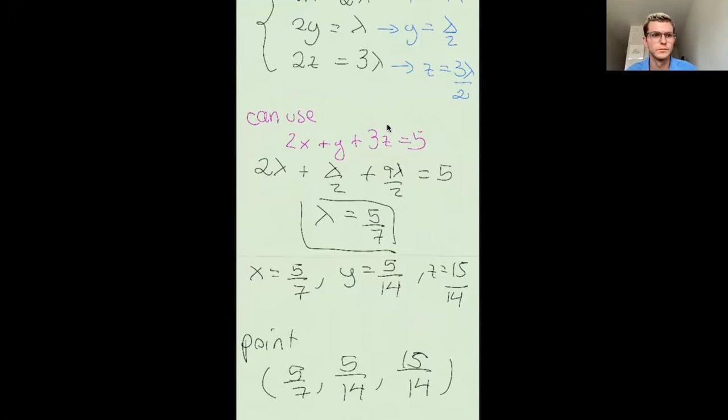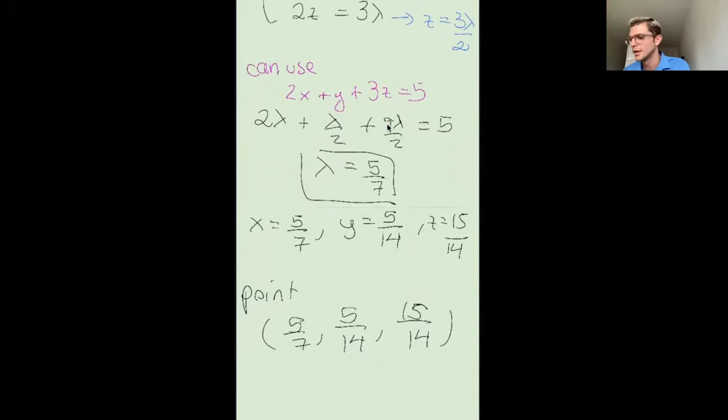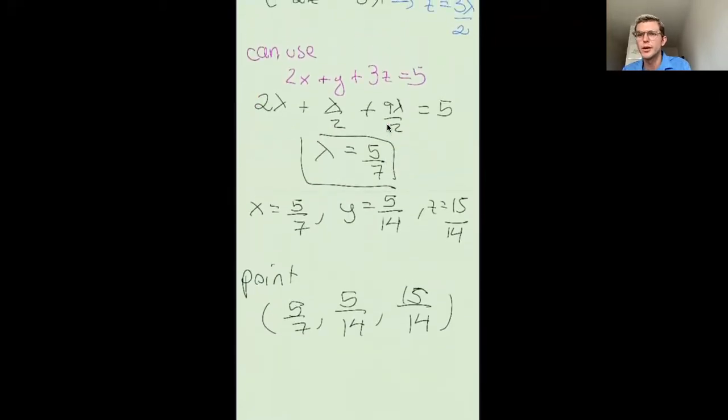Just to answer the question from the chat: this did minimize, but we never checked this. In this context, you never apply a version of the second derivative test. I should add that as a remark. Here you don't have to check whether the point that you find minimizes or maximizes.